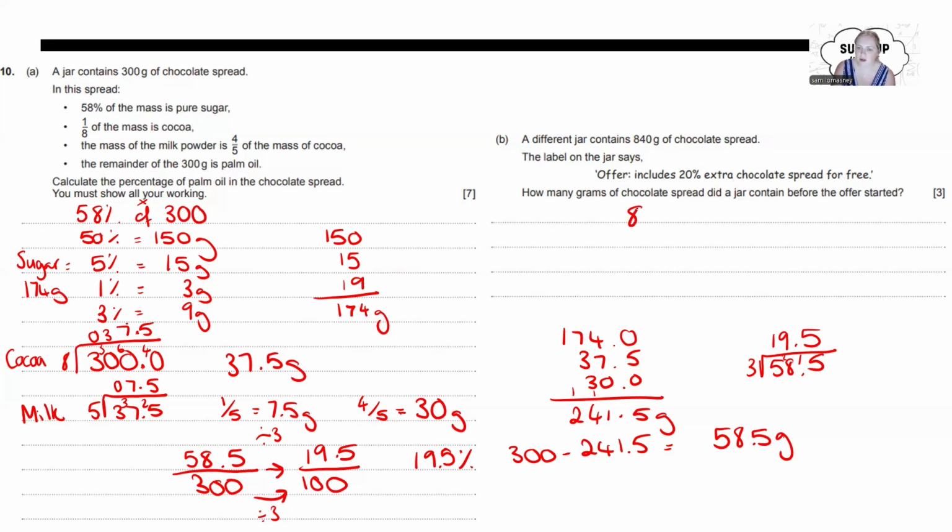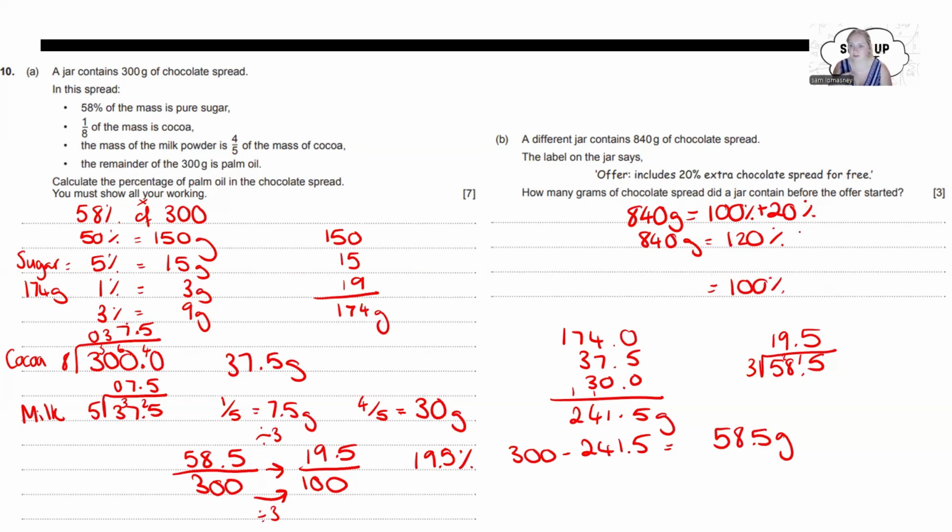So your first thing is write the storyline, okay? So you got 840 grams. And that was when this offer was included 20%. So it was the 100% that you always get, plus the 20%. So that's what happened, which gave us the 840. So we can say 840 grams is equivalent to 120%. I need this to get back to 100%.